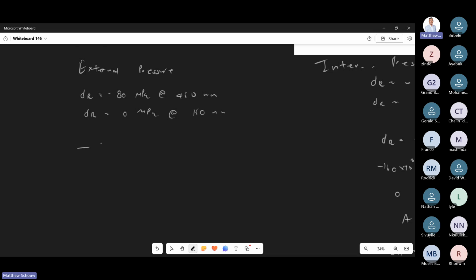So your first equation is minus 80 times 10 to the power 6 equals A minus B over 0.45. And we have 0 equals A minus B over 0.15. Consequently, we need a new A and B parameter.